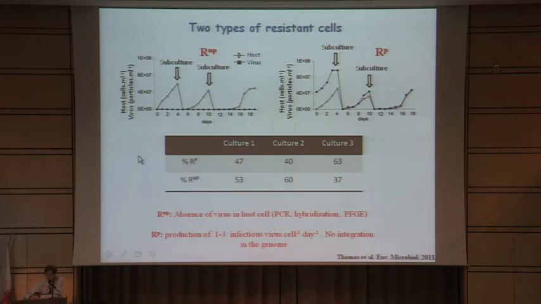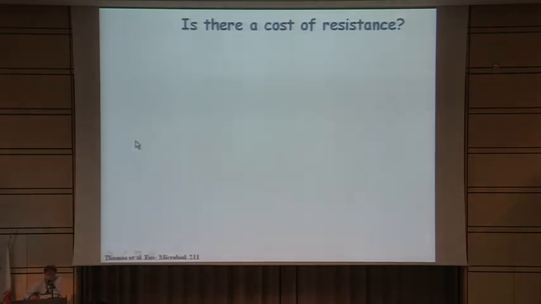As we are working in an oceanological laboratory, we are interested in the behavior of these resistant cells in the environment. The first question was, is there a cost for this resistance? To do that, we tried to measure the growth rate of the different resistant cells compared to the wild type to see if there is a cost, but we couldn't see any difference in the growth rate. But this is not very sensitive.